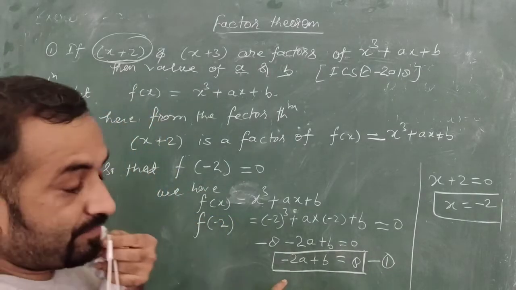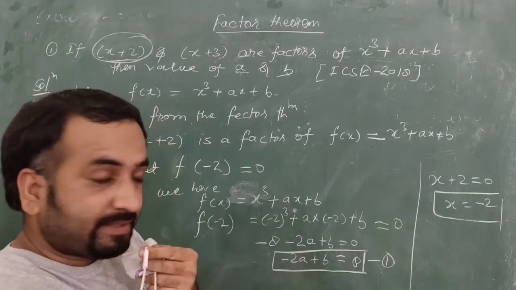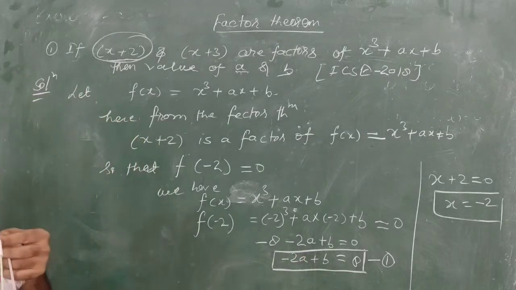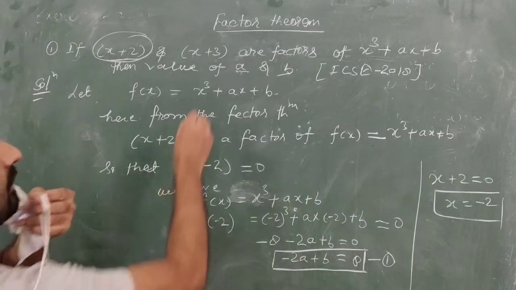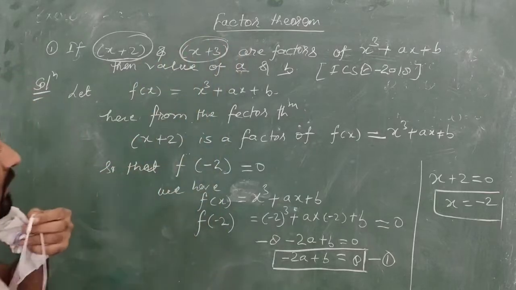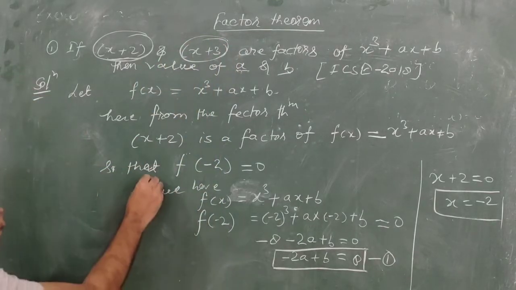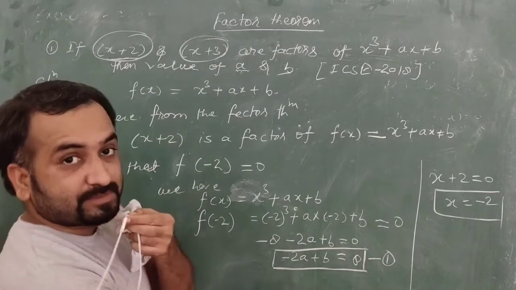And we have the first equation: minus 2a plus b is equal to 8. Now similarly we will do the same activity with x plus 3. Is it clear? So the first equation is minus 2a plus b.